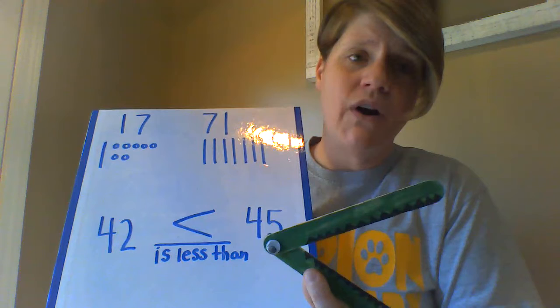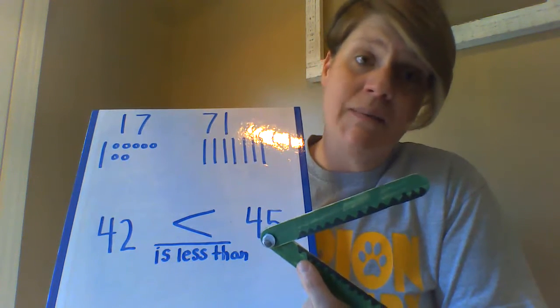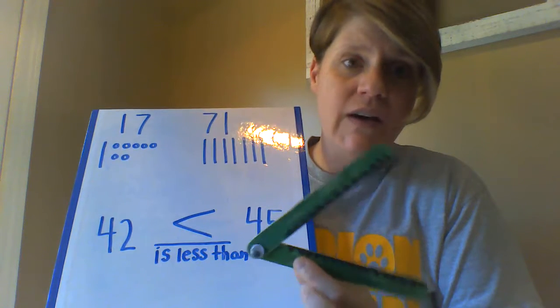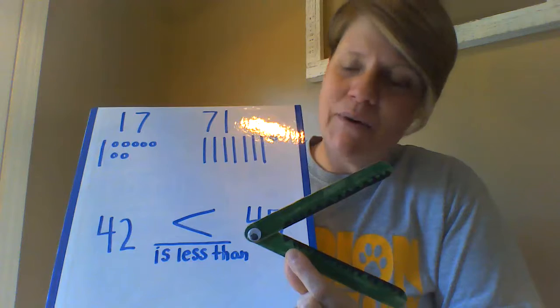You can do this with straws or you can make them out of paper as well, whatever you have at home that you can use to make these. They are definitely helpful in comparing numbers.